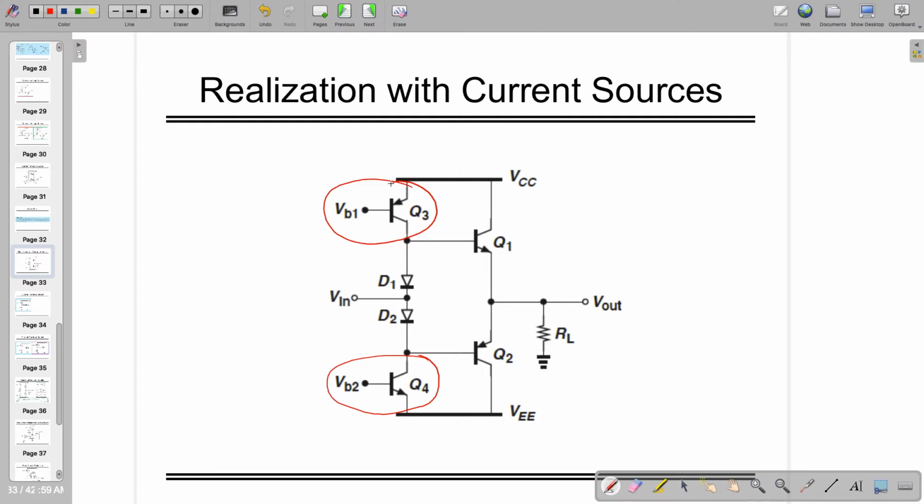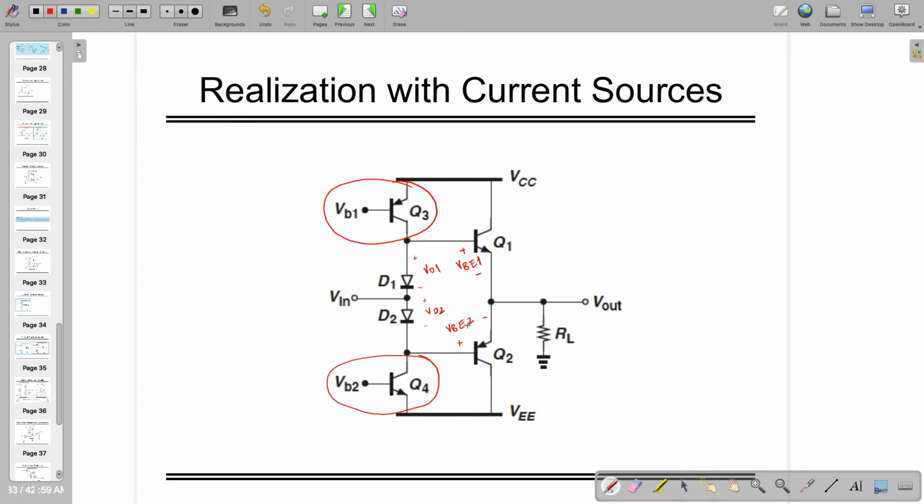Notably, the current flowing through Q3 and Q4 are equal. So this way you are having VBE1 and VBE2. So the equivalent of VBE1 and VBE2, or rather than making confusion, we can call it VD1 and VD2, whereas this is VBE1 and this is VBE2.